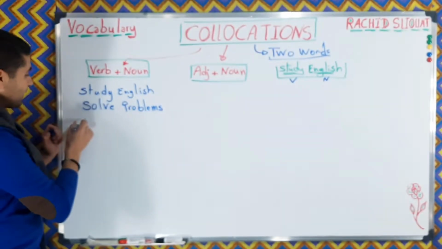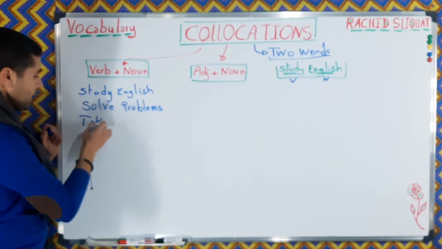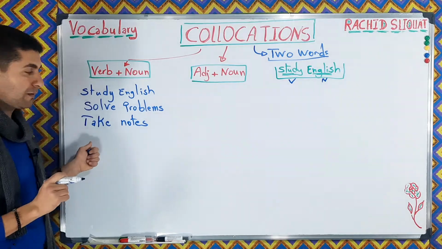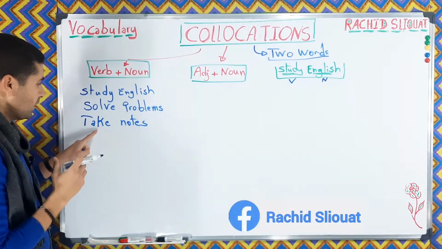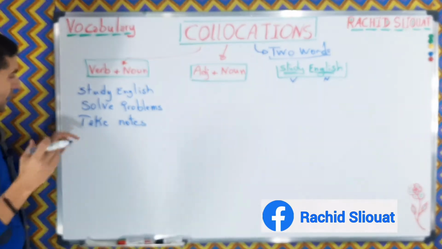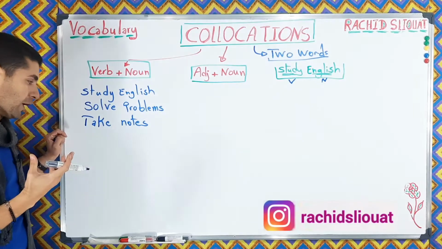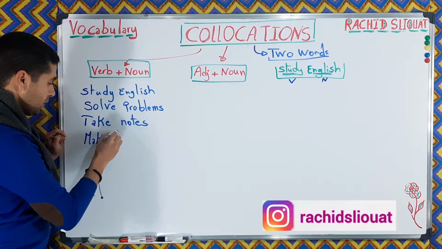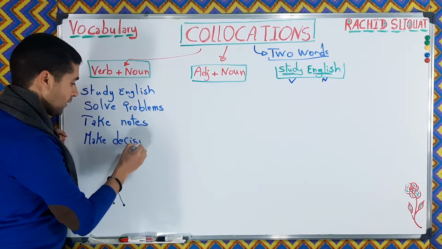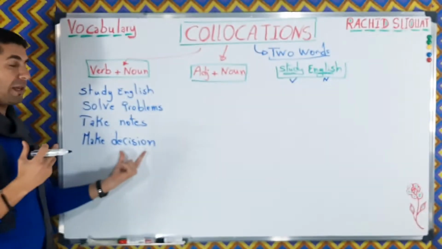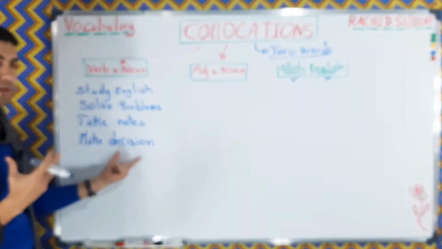We can say take, for example. Take is a verb, take note, for instance. Take note. This is another collocation. We can talk about other collocations, like, for example, make decision. All right, this is another collocation. Again, verb plus a noun. Verb plus a noun. All right.